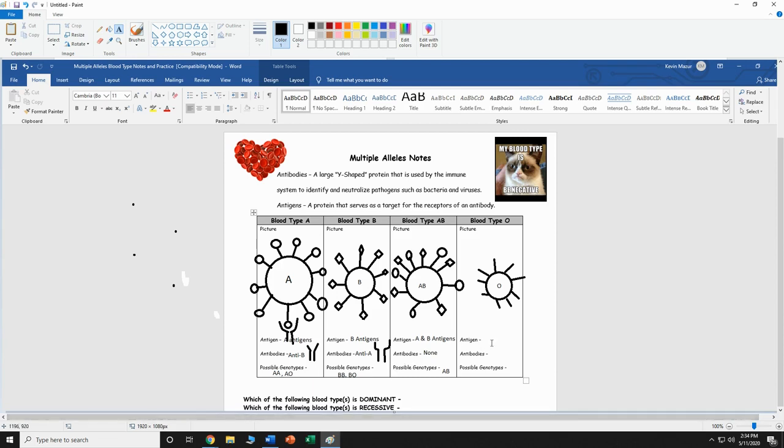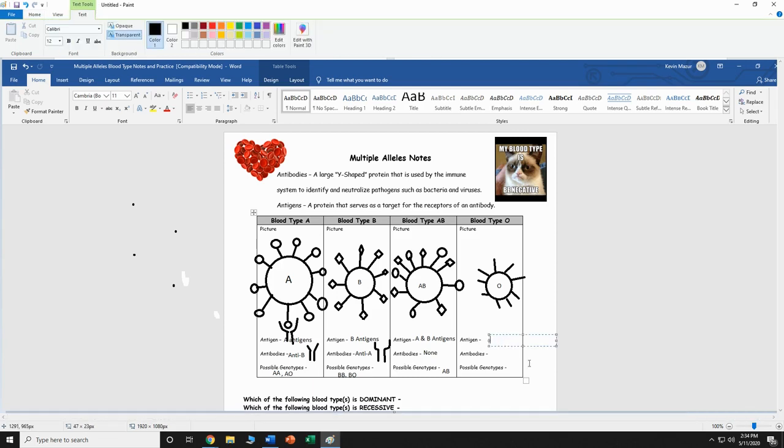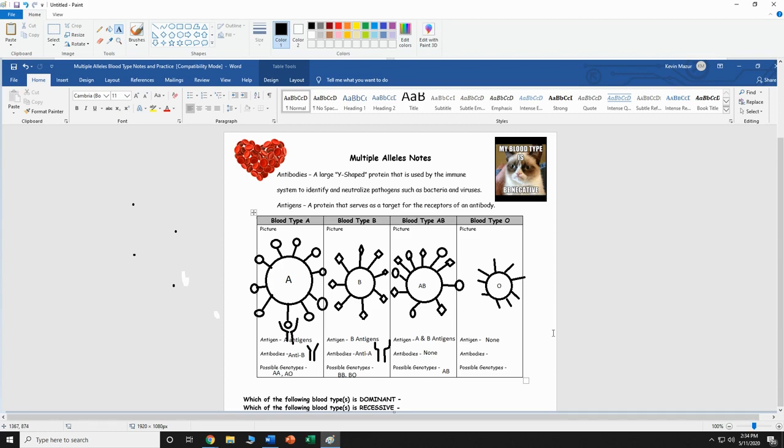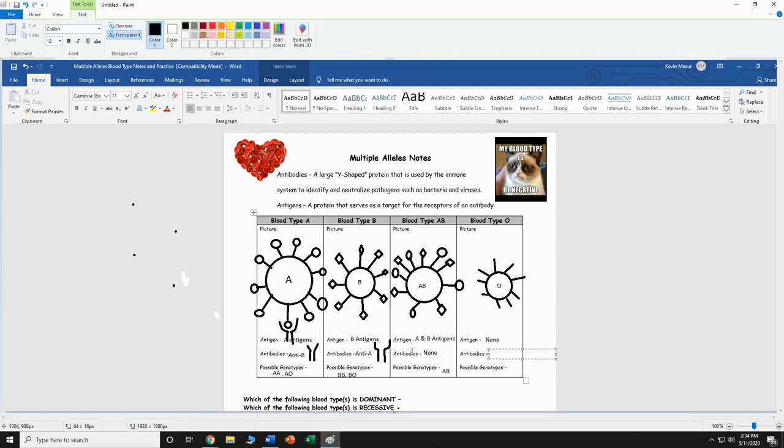All right. For over here, antigens. For type O blood, it's going to be none. The reason why it has none is if you look, there's no circles, there's no diamonds. It has no antigens. All right. For antibodies, it's going to be both types that we talked about. It's going to have both anti-A antibodies and anti-B antibodies.